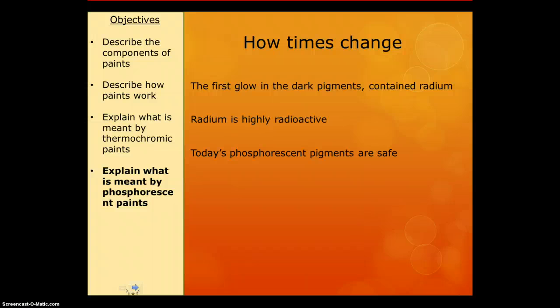However, now the current phosphorescent pigments that we use are completely safe. They have no radioactivity in them. So for those of you doing the higher, they may just throw in a question that asks you about how the paints are different now than they used to be. And the key thing is that we no longer use anything radioactive, which is why they are now safe to use.